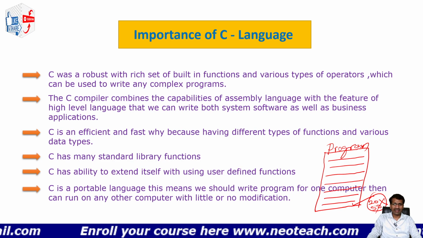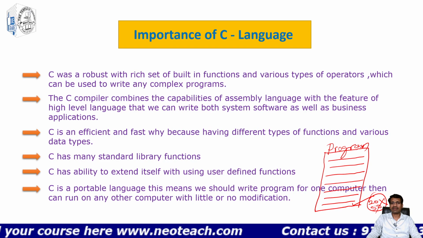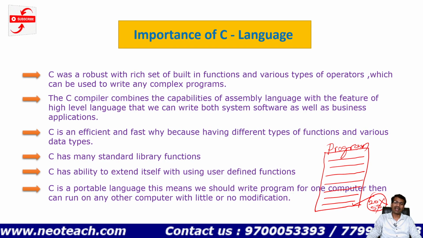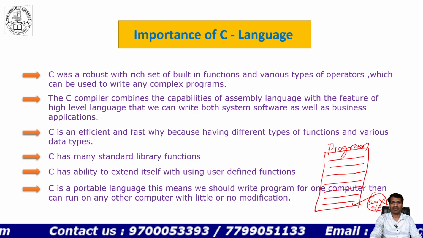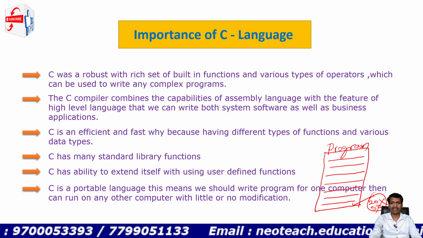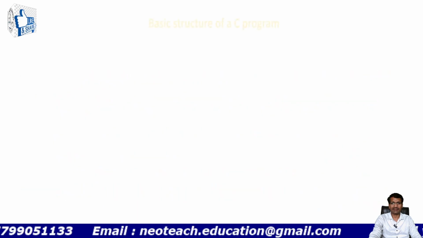The next point is portability. C is a portable language. That means a program we write on one computer can also run on another computer. That is called portability. So these points are considered the importance of C. We can also say these are the benefits of C. These are a few points.